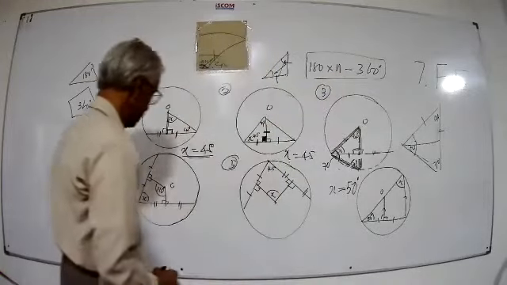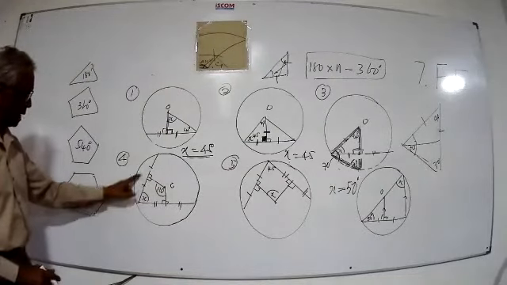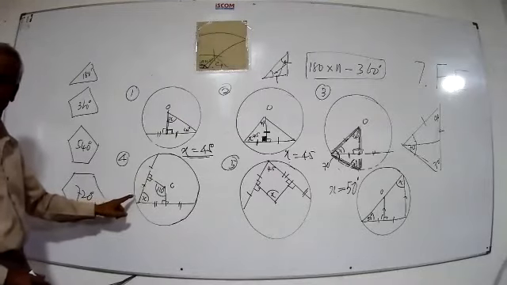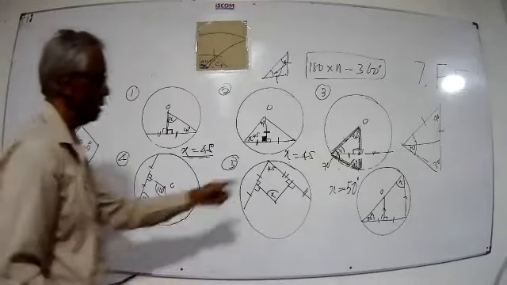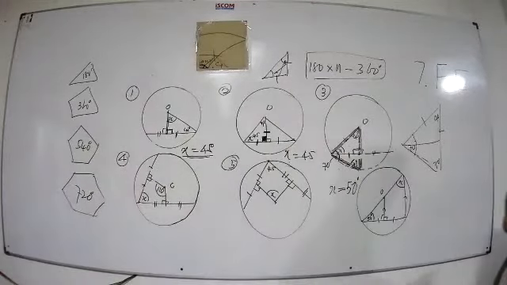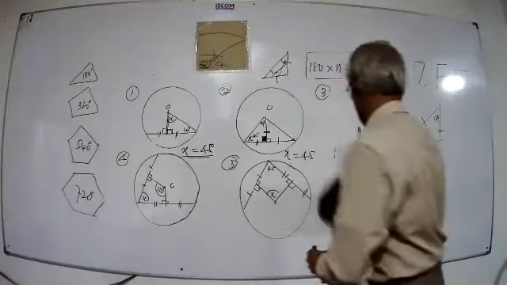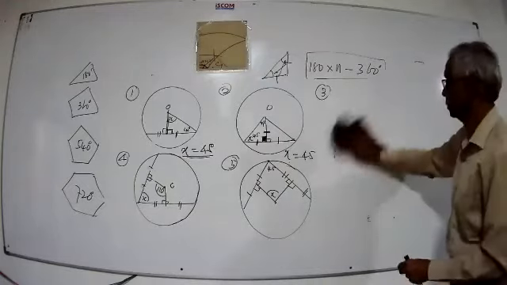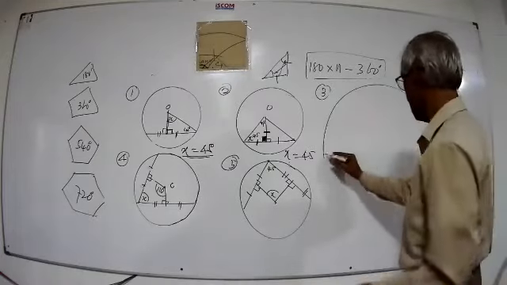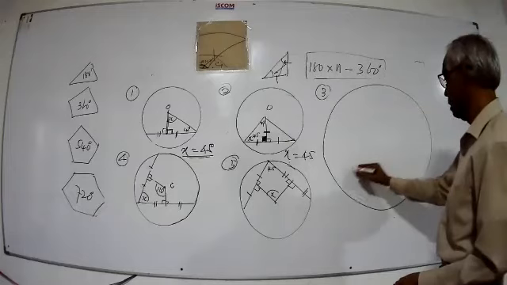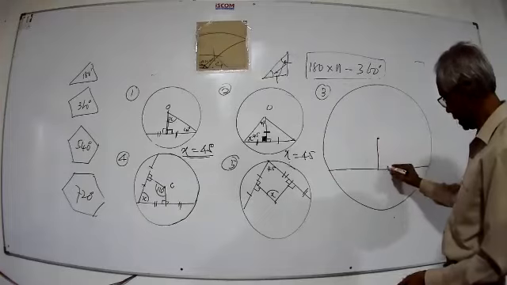Now here, 1, 2, 3, 4, quadrilateral, then the sum of the interior angles. Number 3: triangle. This is a chord. This is the center. This is the midpoint.